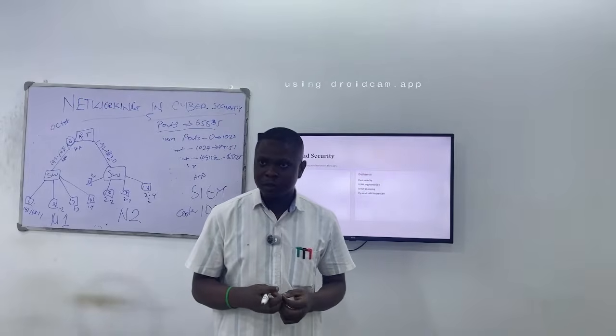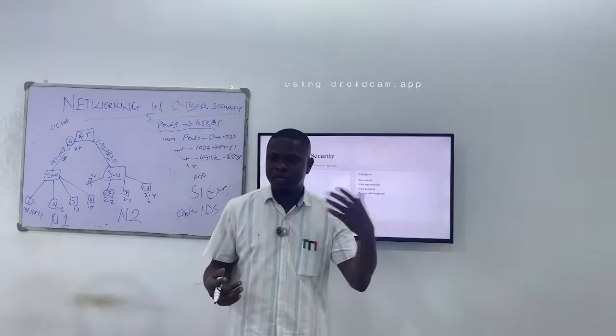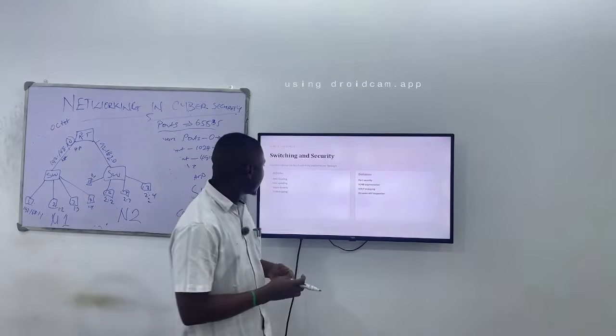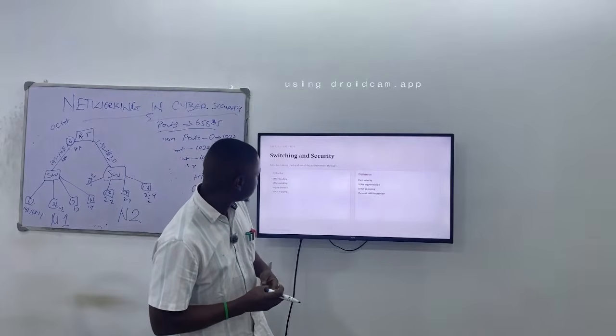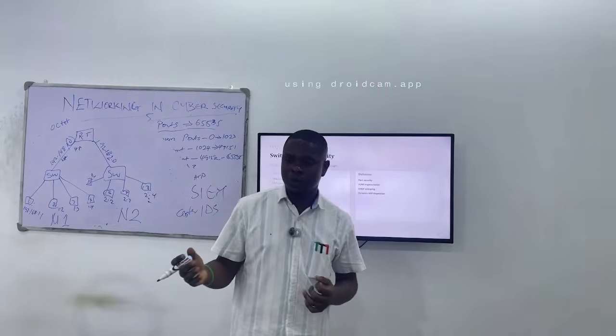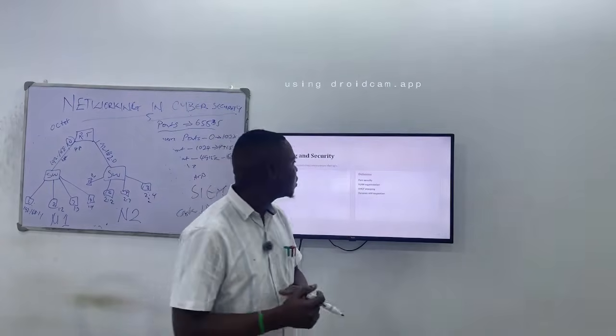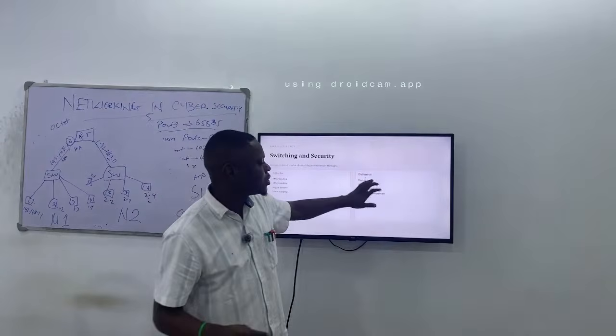Yes, eavesdropping. Then MAC spoofing, like I explained, pretending to be. Then we have rogue devices. Then VLAN hopping. VLAN stands for virtual local area network. Moving on, we'll still talk about these attacks. Still have them down. Then defenses, port security.